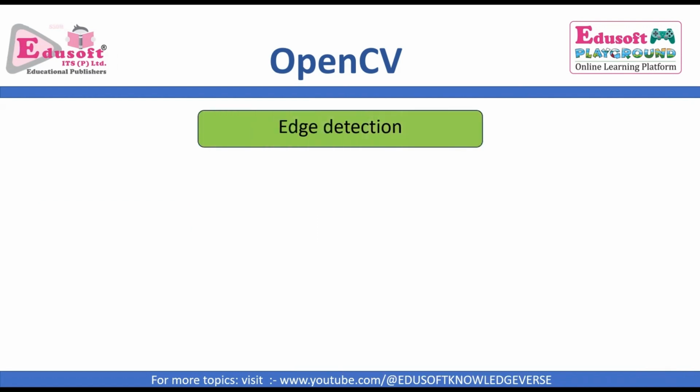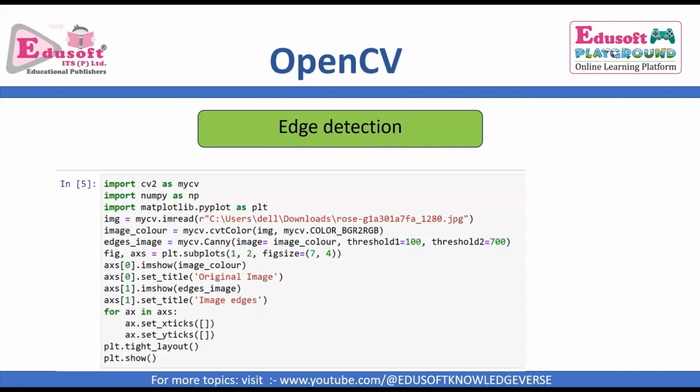Coming to the next one, that is edge detection. This is the syntax that you can use to detect the edges of any image. Import cv2, import numpy, import matplotlib. After this, you have to give the image reference path. After this, we are changing the color code, that is BGR to RGB.